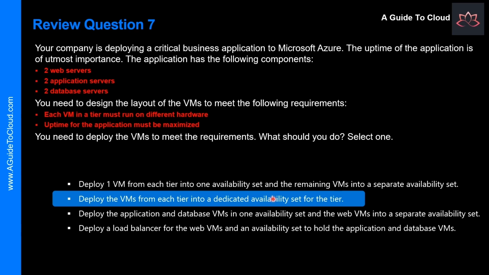If you deploy VMs in a single tier across multiple availability sets, then you have a chance of a tier becoming unavailable due to a hardware issue. In this scenario, each tier should have a dedicated availability set, which is a web availability set, an app availability set, and a database availability set.